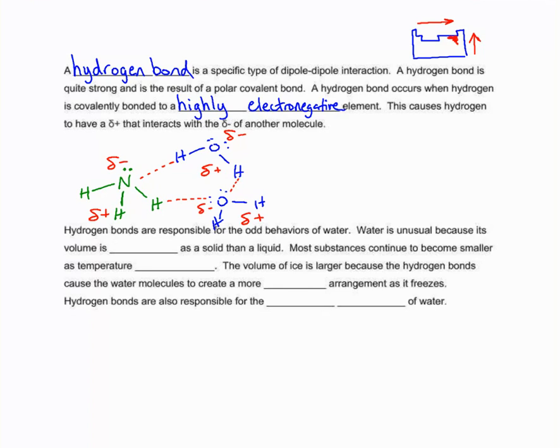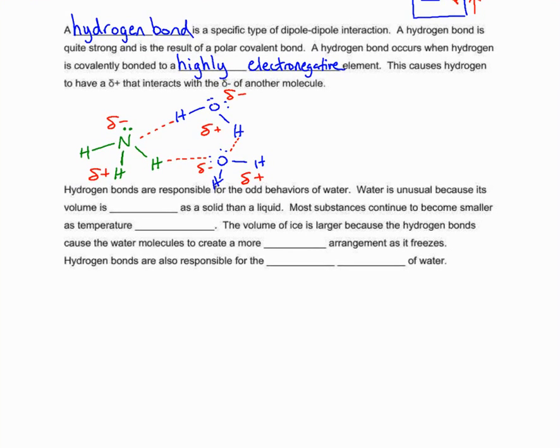Hydrogen bonds are also responsible for some of the odd behaviors of water. Water is unusual for a few different reasons in the chemical world. For one thing, it's unusual because its volume is greater as a solid than a liquid. In general, as things have a lower temperature, they tend to get smaller. So liquids, as they turn into a solid, will become slightly smaller in volume. But it's not the case with water. Once water freezes, its volume increases by about 10%.